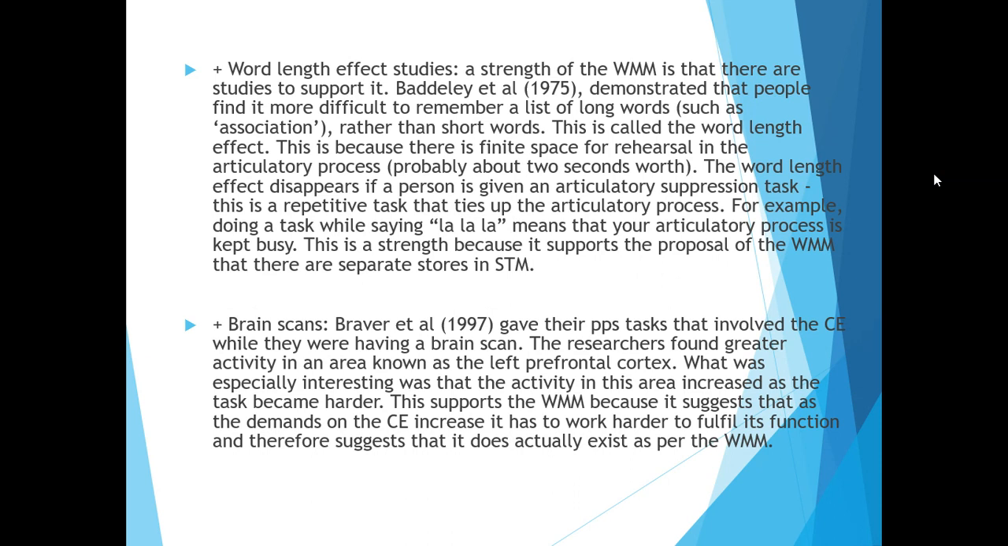These two points are again positive. You've got some research on the word length effect that supports the idea of the working memory model, because you've only got so much space in your articulatory process. And then you've got some research support from brain scans. So it's some biological evidence that different parts of your brain are being used when you carry out different tasks.